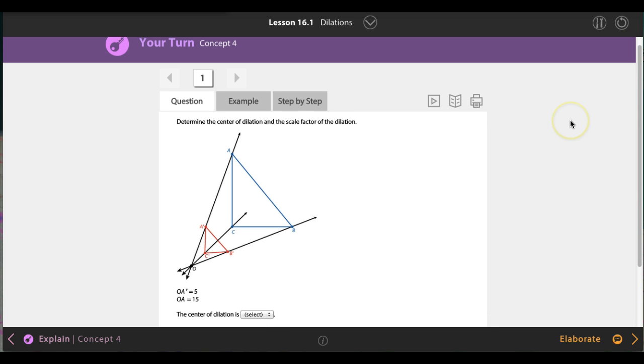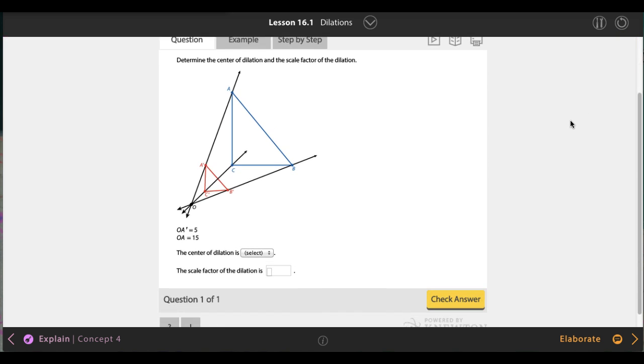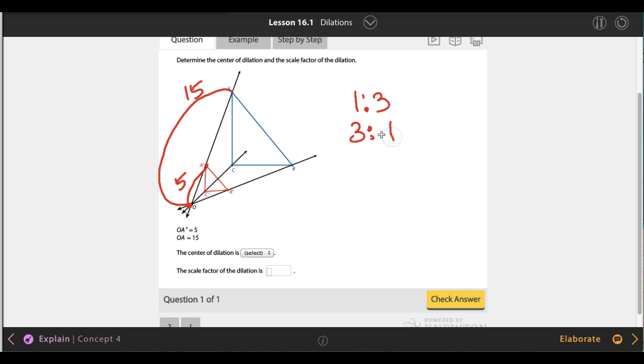So over here, look at the question. It says determine the center of dilation and the scale factor. So O is the center of dilation, because you connected the A with the A prime and it kept on going. Same thing with the C and the C prime, B and the B prime, and it went here. And then they give you the length from O to A prime. So this is 5, and O to A, this long thing, is 15. So we know that the ratio is either 1 to 3 or 3 to 1, but which way is which?